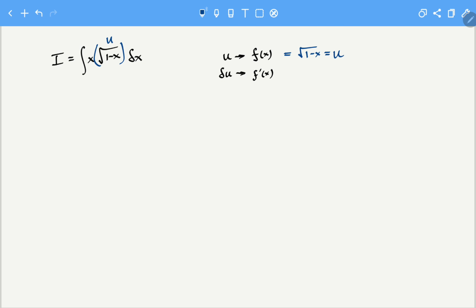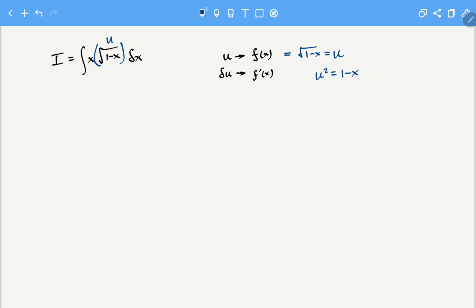So we just got that the square root of this equals u, which I can then continue on to say u squared is equal to 1 minus x. Because I don't like square roots, I don't want to deal with that. So then I have to say, okay, well, what's the derivative? What is du?